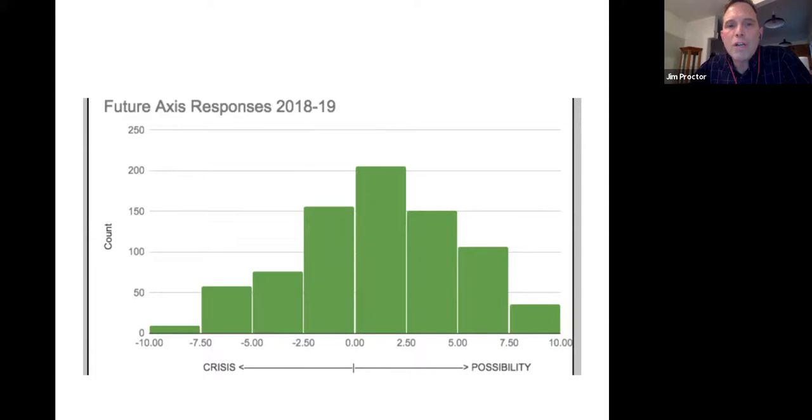Now, what you see here is, again, among the responses, there's a leaning toward possibility, and we also saw technology leaning in that direction a little bit.